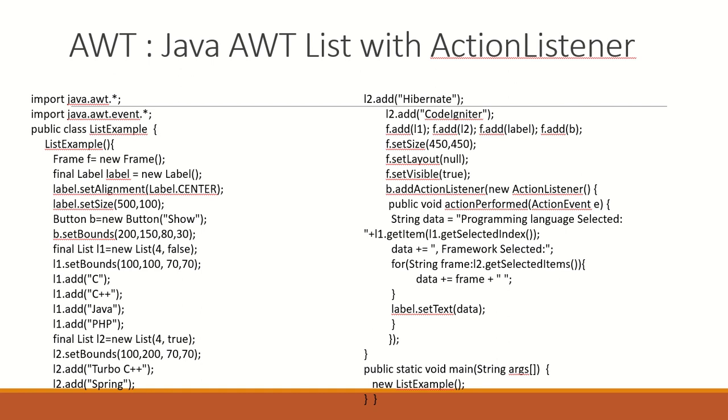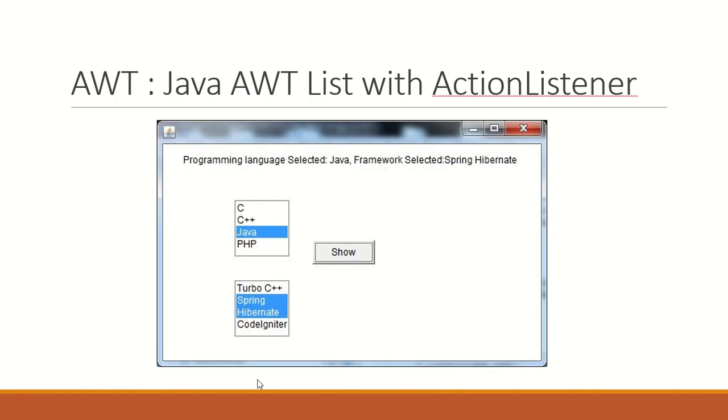Now let's see how to incorporate ActionListener along with AWT list. So here you can see that there are two lists. One is about the programming language, the other one is about the framework. There are two lists and one button. Since it is a button you will have to use ActionListener.